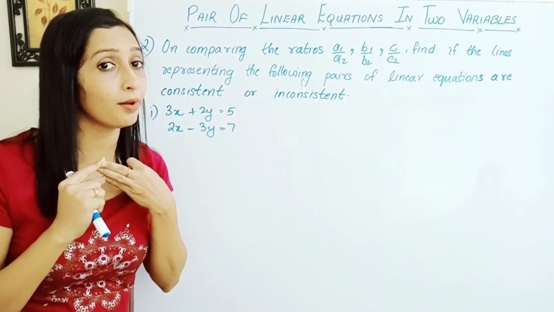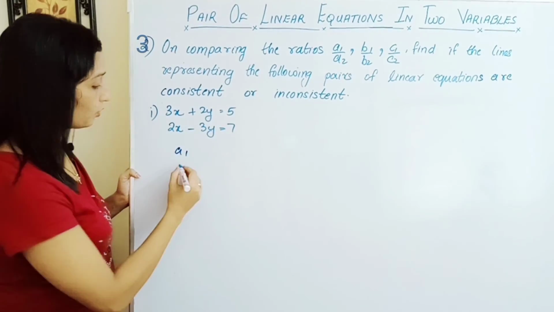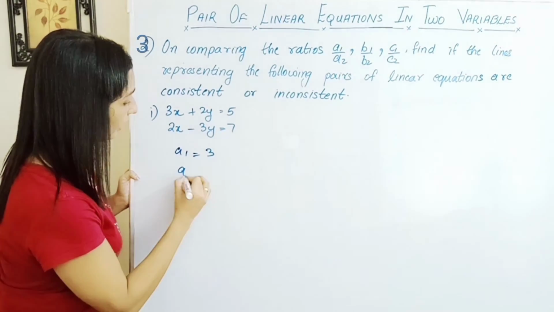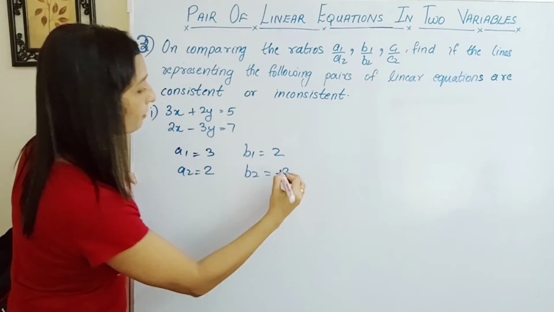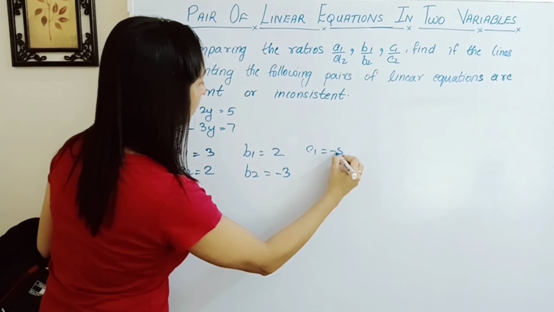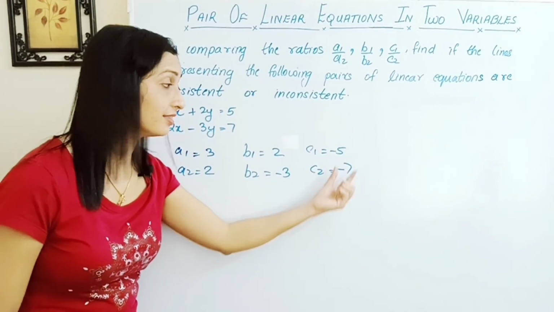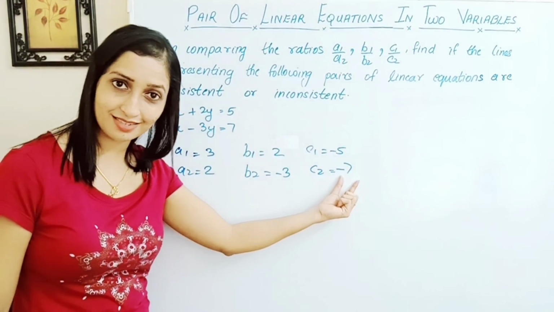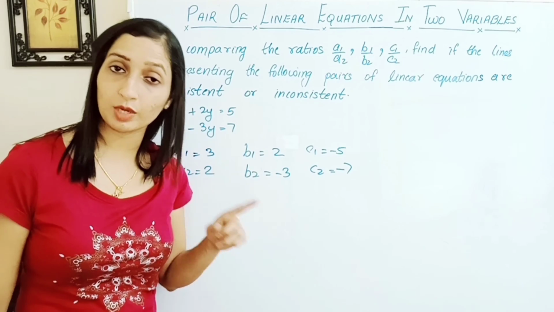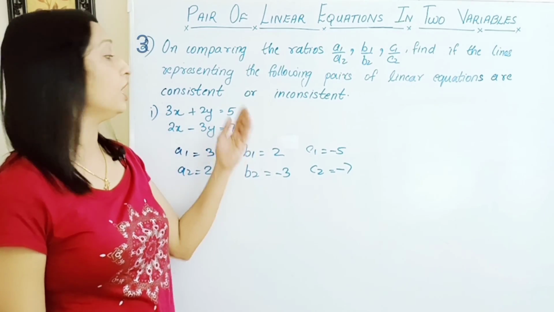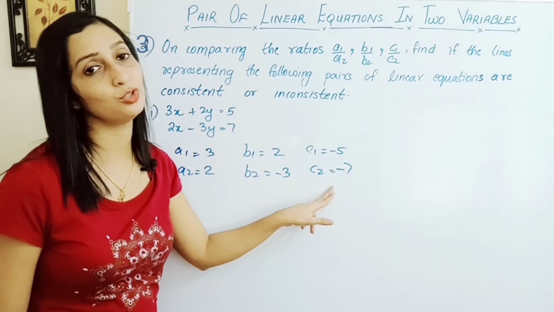So how do you check that? You compare the ratios. So first let us write down a1, a2, b1, b2 and c1, c2. a1 equals 3, a2 equals 2, b1 equals 2, b2 is equal to minus 3, c1 equals minus 5, c2 equals minus 7. Now, how did you get this c1 and c2 as minus 5 and minus 7? Because the general form of a linear equation is a1x plus b1y plus c1 equals 0. c1 is on the other side. That is how we got c1 as minus 5 and c2 as minus 7.